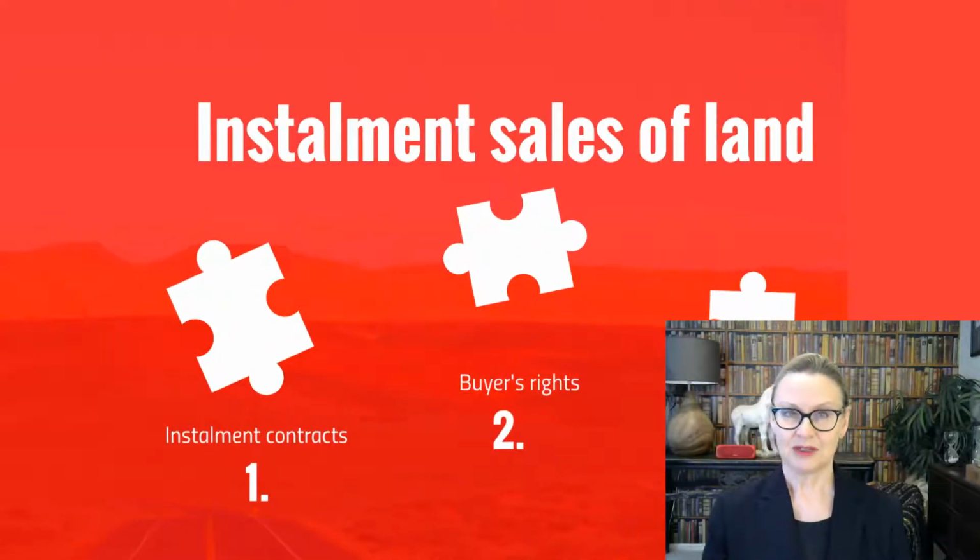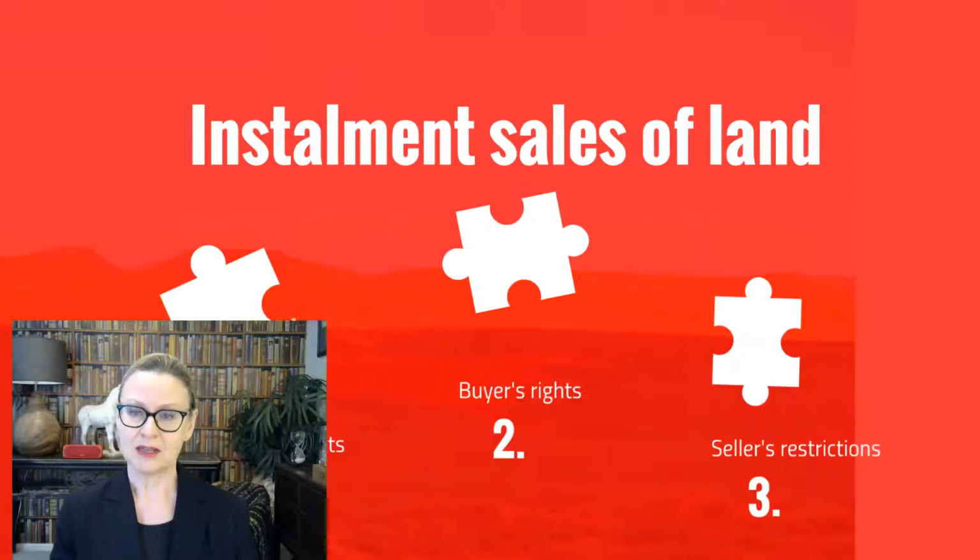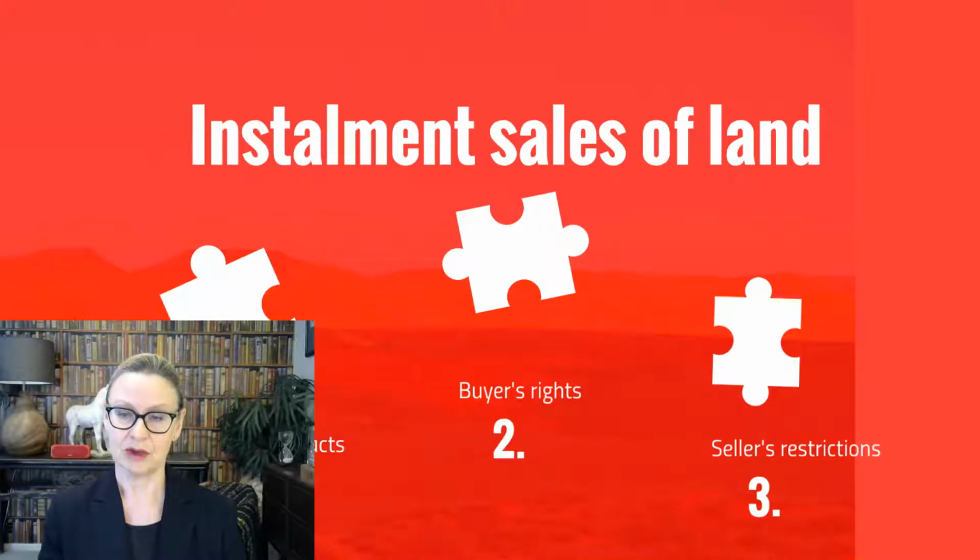So there are 3 main topics we need to get across for a decent understanding of instalment sales of land. The first one is how instalment contracts are formed and what their characteristics are. Secondly, the buyer's rights, what it gives to the buyer extra special over and above the garden variety contract, and thirdly, seller's restrictions over and above the ordinary form of contract that would be used.